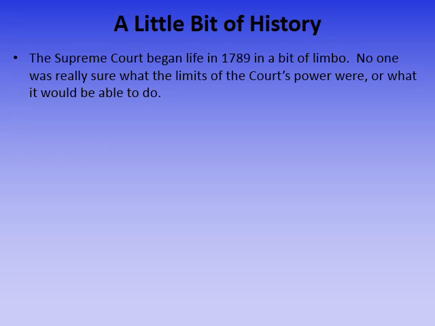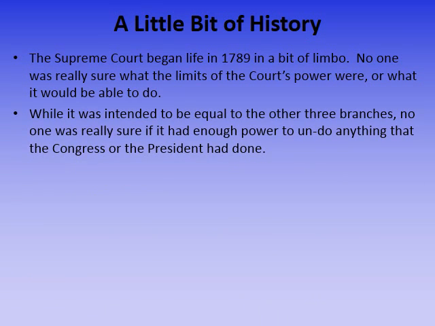The Constitution, Article 3, set up the Supreme Court and gave Congress the power to create other courts as well, but no one at that time was really sure what the limits of the court's power were or what it would be able to do. And so that was really unsettled at that time. Theoretically, anyway, it was intended to be equal to the other two branches, but no one was really sure if it had enough power to undo anything that Congress or the president had done. It might rule that those acts were unconstitutional, but it didn't really have the power to do anything about it if something like that happened. And so those were some really unsettled questions.